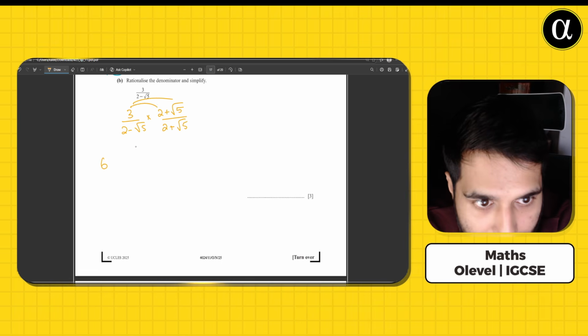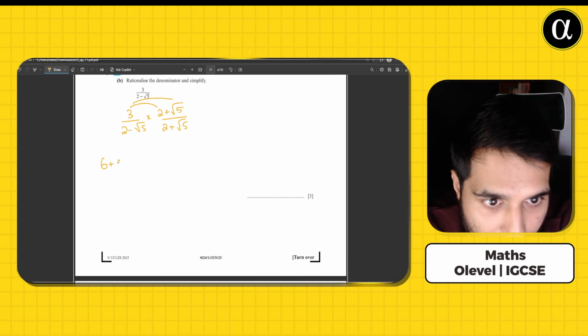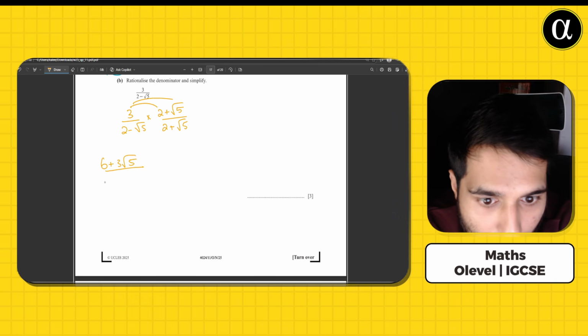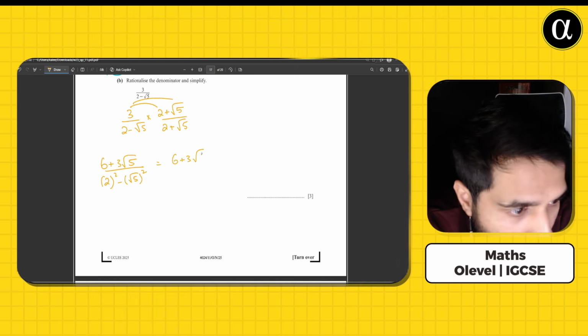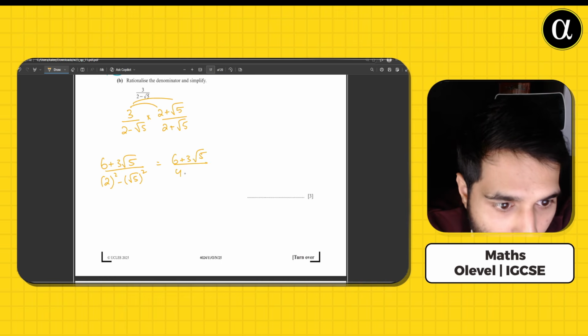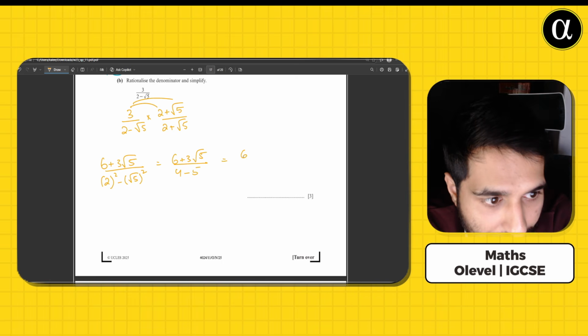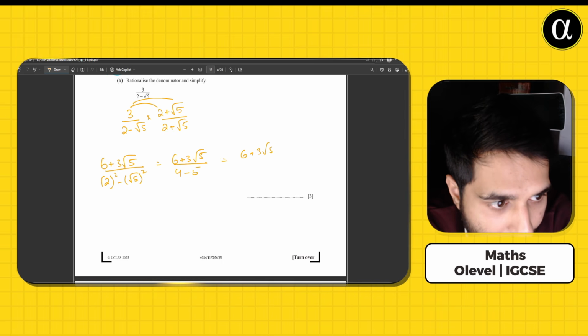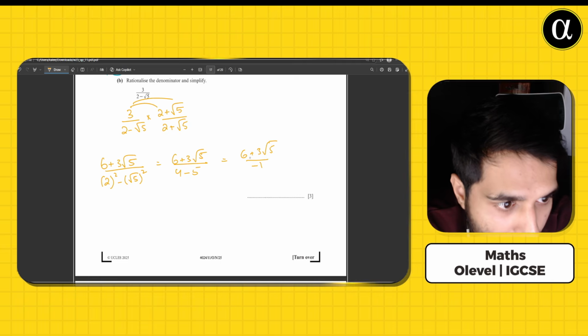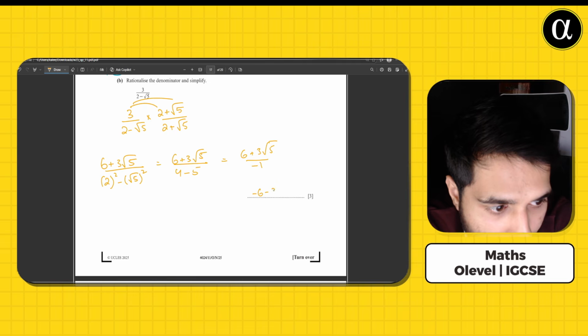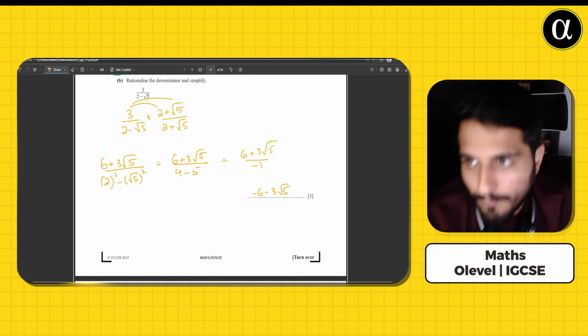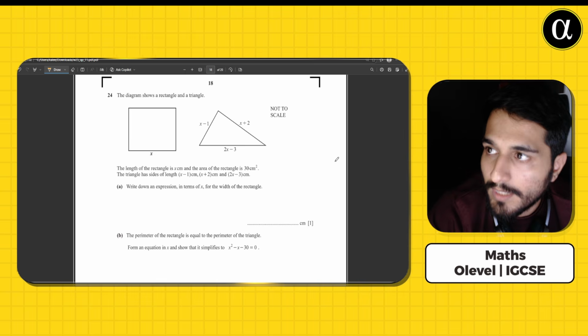3 times 2 is 6, and 3 times root of 5 is plus 3 root of 5 upon, it's going to be 2 square, the third identity, minus root of 5 square, and this would be 6 plus 3 root of 5 upon 4 minus 5, and this would be 6 plus 3 root of 5 upon minus 1, which is why the signs of the numerator will change, and this will turn out to be minus 6 minus 3 root of 5. That's how we are going to answer this one.